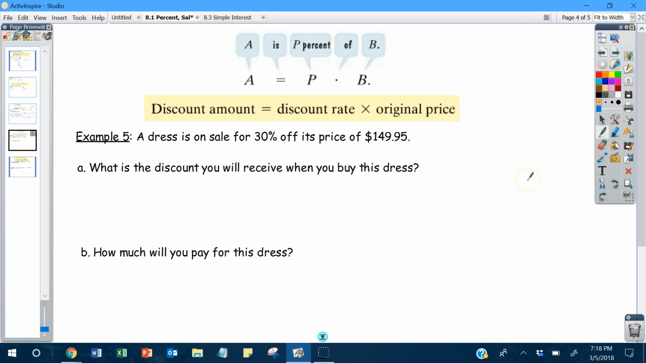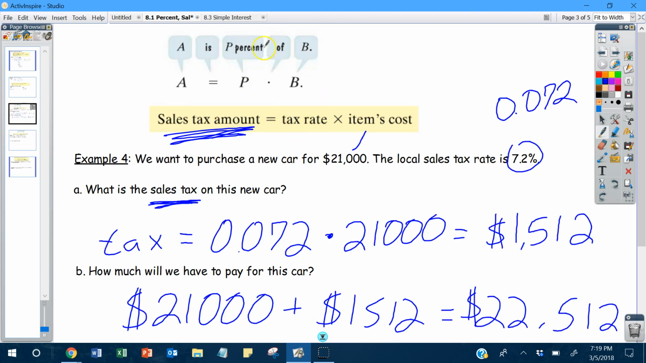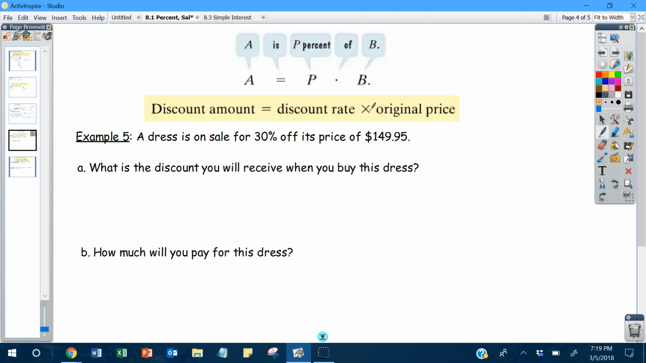Okay, here's another context. You'll notice this formula looks a lot like the sales tax formula. We're just using this A is P% of B scheme in these sorts of problems. So imagine you're at a store and there's something on sale for maybe 30% off, and that percent off we're also going to think about as a rate. In the last example, this tax rate was our percent, and in the case of a sale or a discount, that discount rate is going to be our percent. So the problem works in a very similar way, even though we're just giving new names to things.